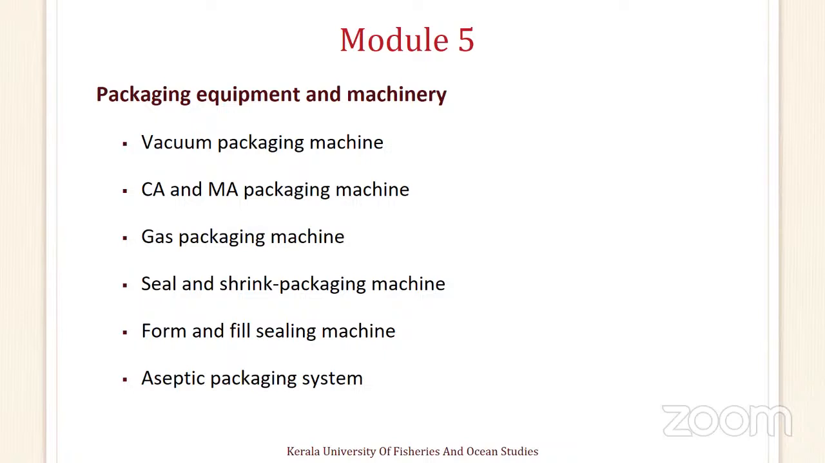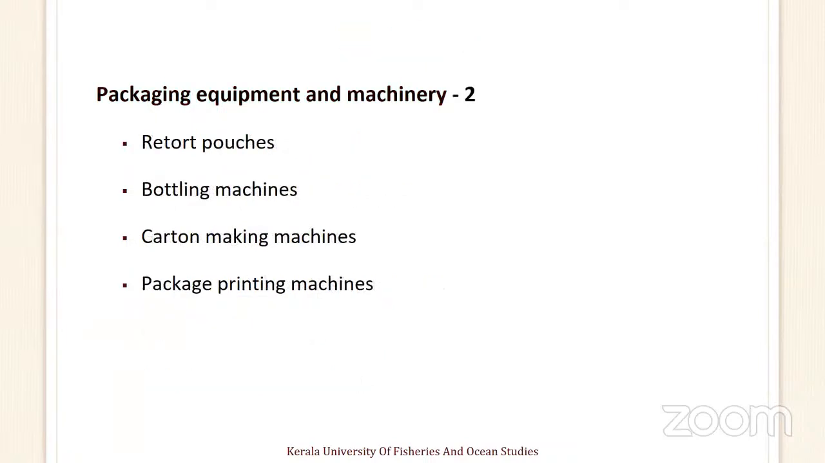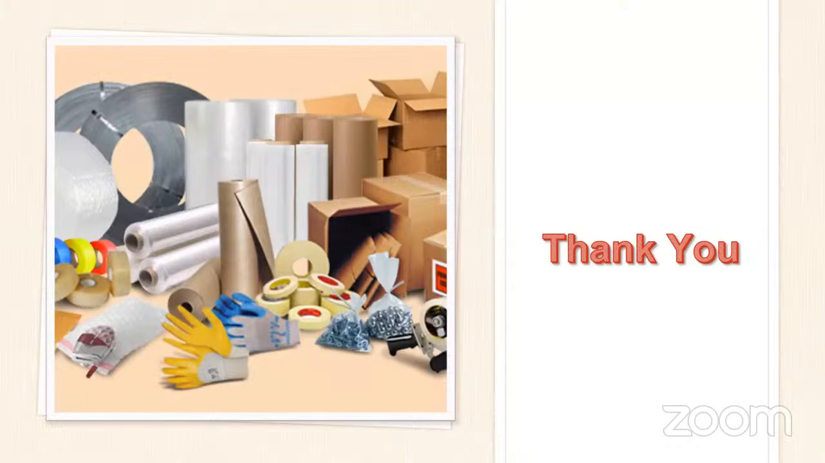And last week, we ended up with some of the other machineries, like machineries for your retorting, especially we talked about the design of a retort pouch and bottling machines. We took 2 days for bottling machines and the carton making machines, and finally, the different printing machines that are used to get the labels for your packaging. So I hope that all of you have got a fairly good idea. I think we've covered a lot of topics under food packaging.